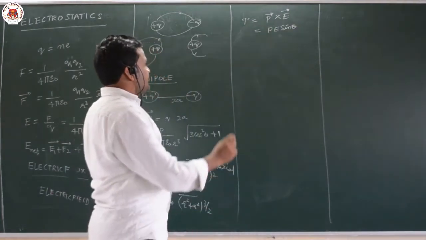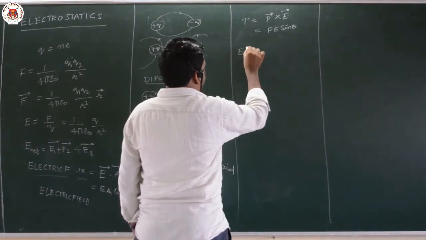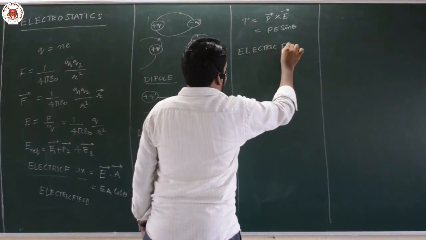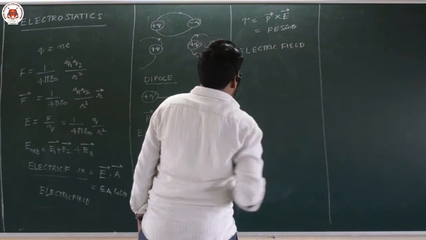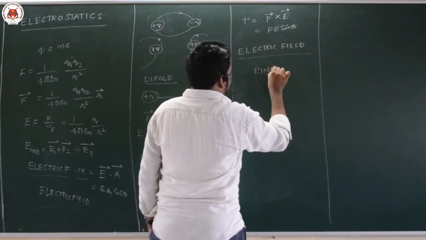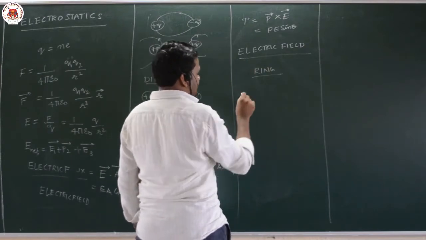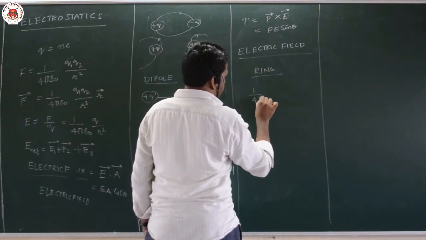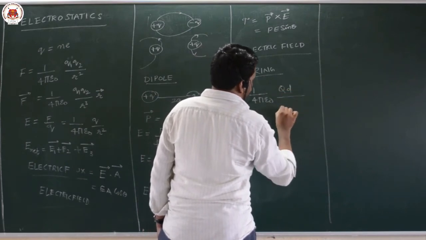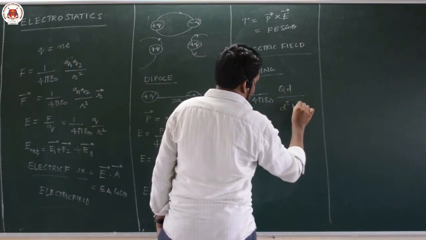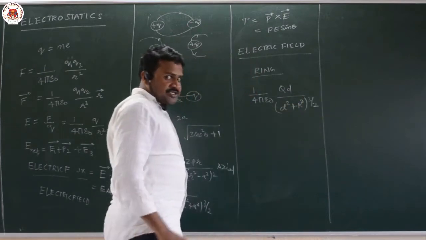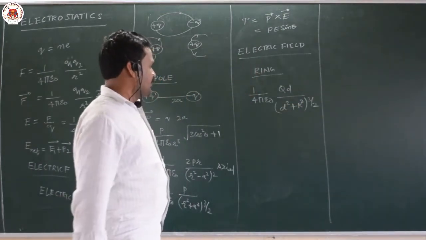Next, if you want to calculate electric field of a ring, electric field of a ring on its axial line is 1 by 4 pi epsilon naught q into d by d square plus r square whole power 3 by 2, where d is the distance from the center of the ring.